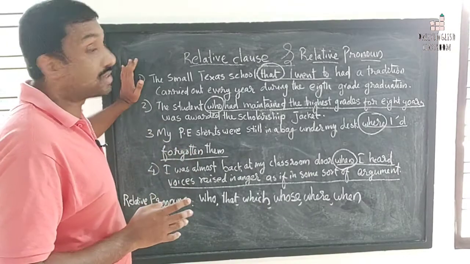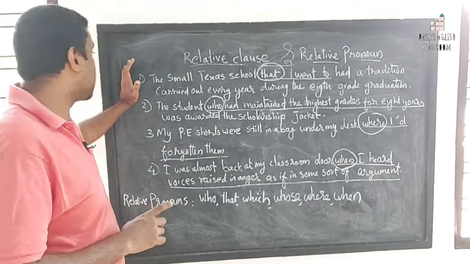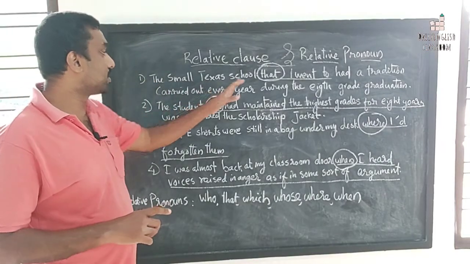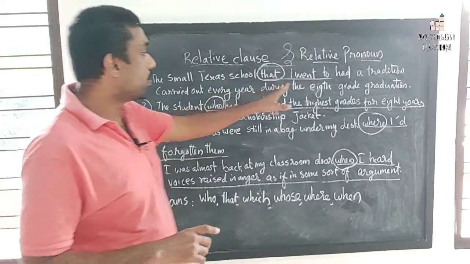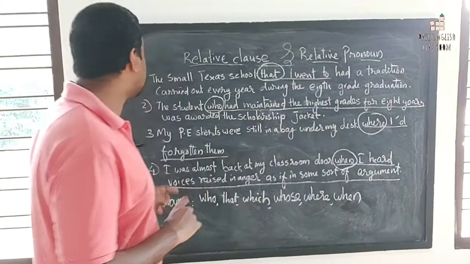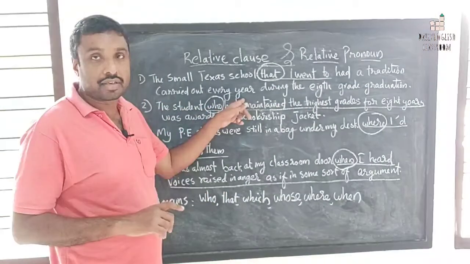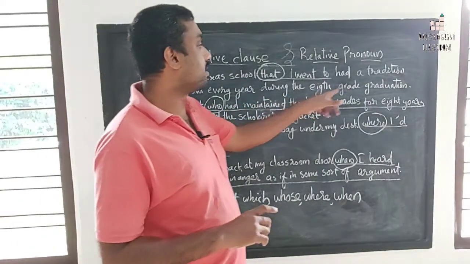Today we are dealing with what is called a relative clause and what is a relative pronoun. And you know that a clause is something in addition to a sentence which is not a complete sentence. So let's take this example, first example in your textbook. The small Texas school that I went to had a tradition carried out every year during the 8th grade graduation.